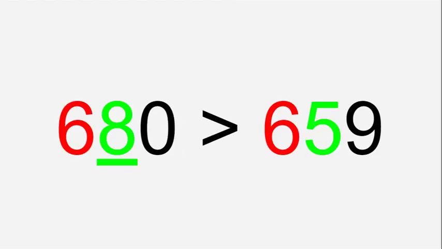Next, we will compare 680 and 659. Which one is bigger? Both numbers have a 6 in the hundreds place value, so we will look at the tens place value. 8 is greater than 5, so 680 is greater than 659.